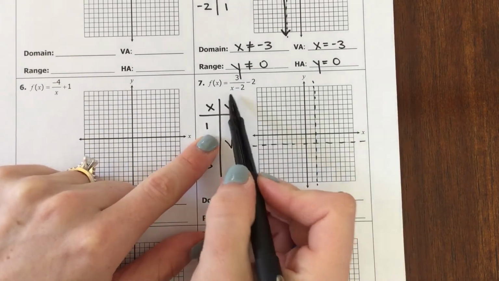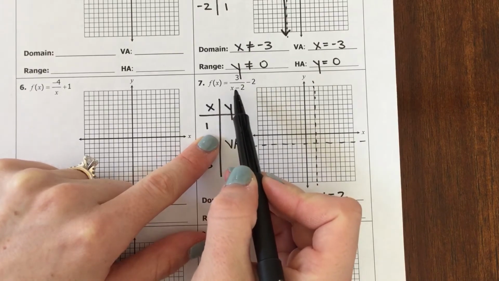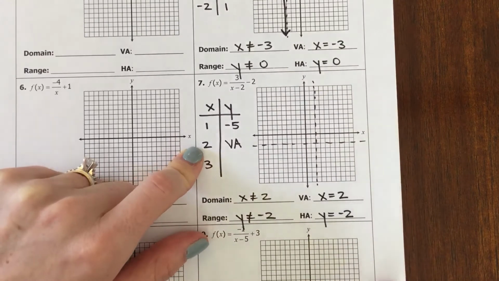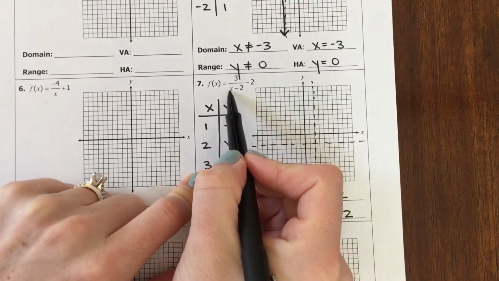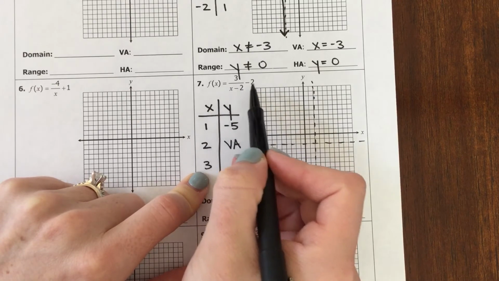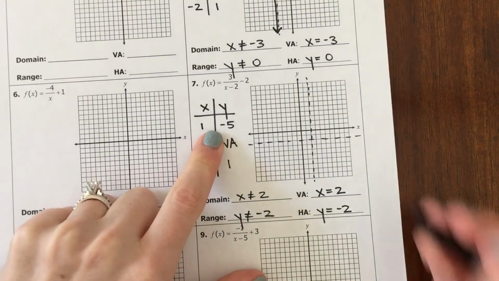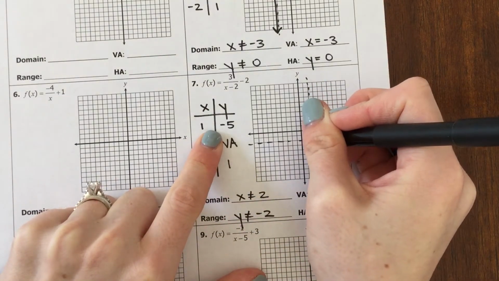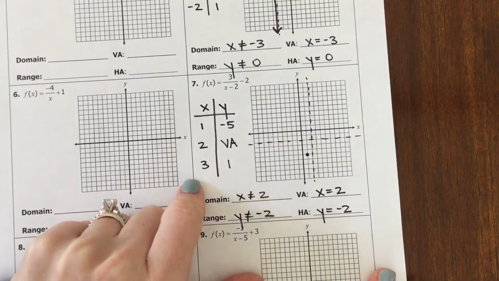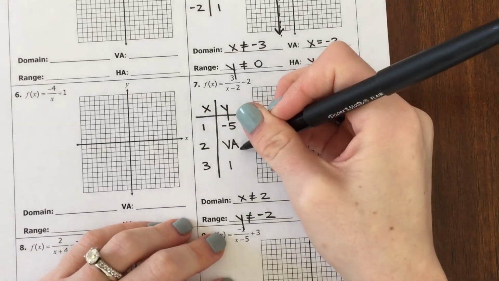So sub in 1, 1 minus 2 is a -1, 3 over -1 would be a -3, and then minus 2 would be a -5. And then 3. 3 minus 2 is 1, 3 over 1 is 3, and 3 minus 2 is 1. So plot those 2 points. 1, -5 would be down here, so you can see that stretch takes it down a little bit lower. And then 3, 1 would be right here. So we curve along this point right here.